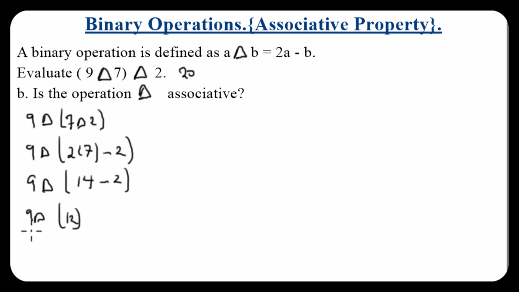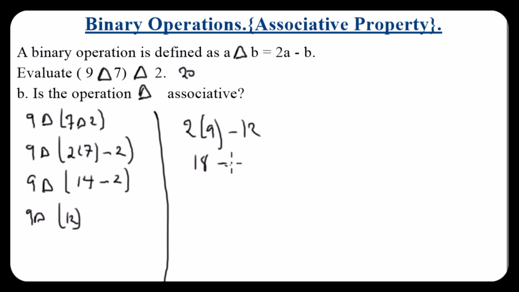Now again, 9 is my A, 12 is my B. So again, 2 times 9 minus 12. 2 times 9 gives us 18, and then minus 12. So 18 minus 12 gives us a total of 6.